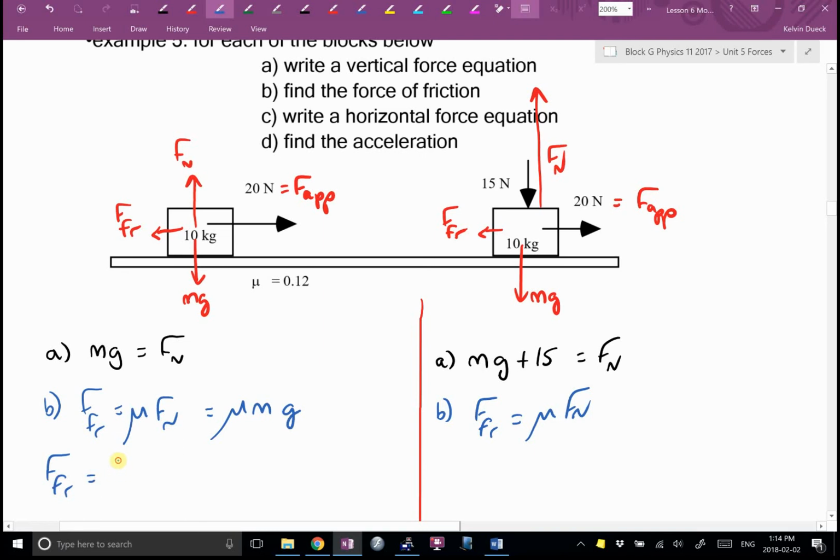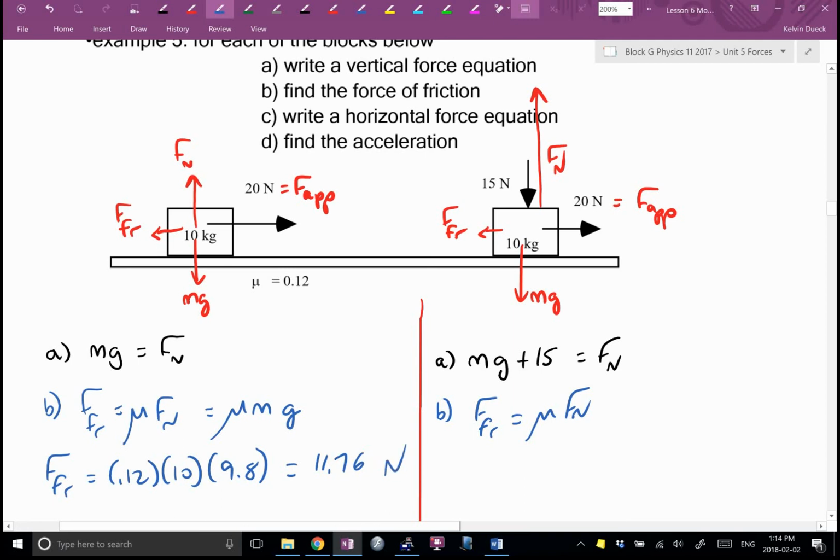Mu, 0.12 times 10 times 9.8. Oh, I think I can do this in my head. Sure I can. 10 times 9.8 is 98. 9.8 plus 1.76, 10.8, 11.56? Double check me. 11.76. I carried it. I thought I had that to 4 sig figs. I was proud for a second there. 11.76. Units, Chloe. Newtons.